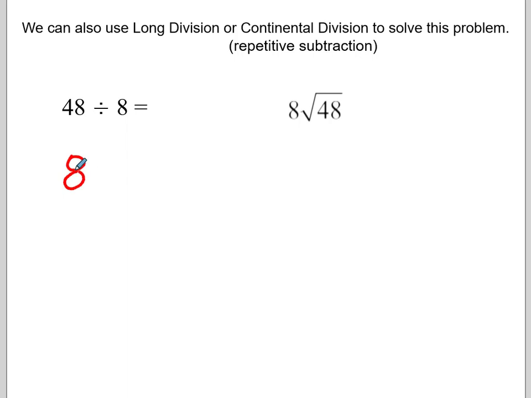48 divided by 8. So if I do this with repetitive subtraction, I can subtract 8s. I don't have to just do them one at a time though.